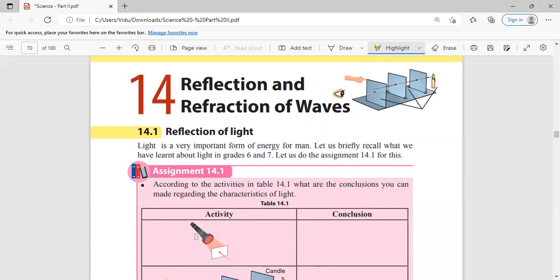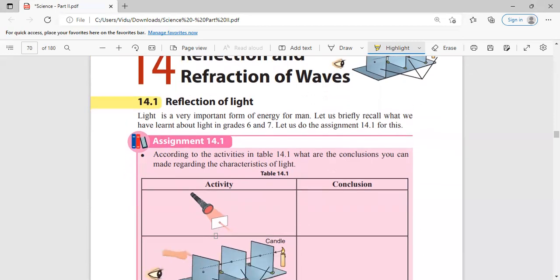Here you can see a torch and a cardboard and a little hole. And also you can see a light ray. So from this activity, our conclusion is light beam is a collection of light rays.